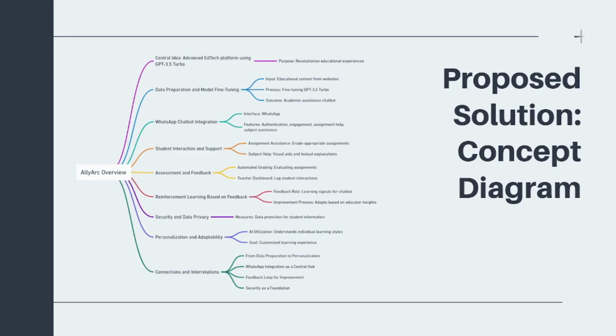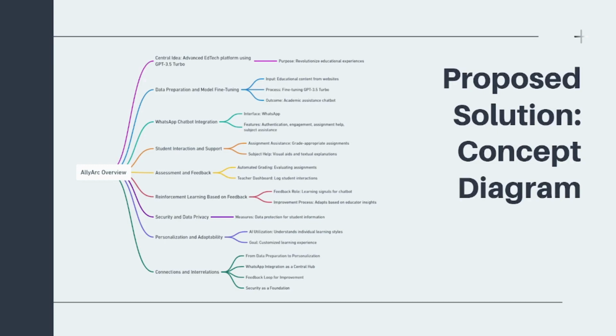and then an academic assistance for the chatbot is formed. So the chatbot integration is through WhatsApp, and that has engagement, assessment, subject help, visualization, and basically other features. Student interaction and support. So a student is getting help from the chatbot for grading the student's work, giving assistance to subject related help, assessment and feedback.